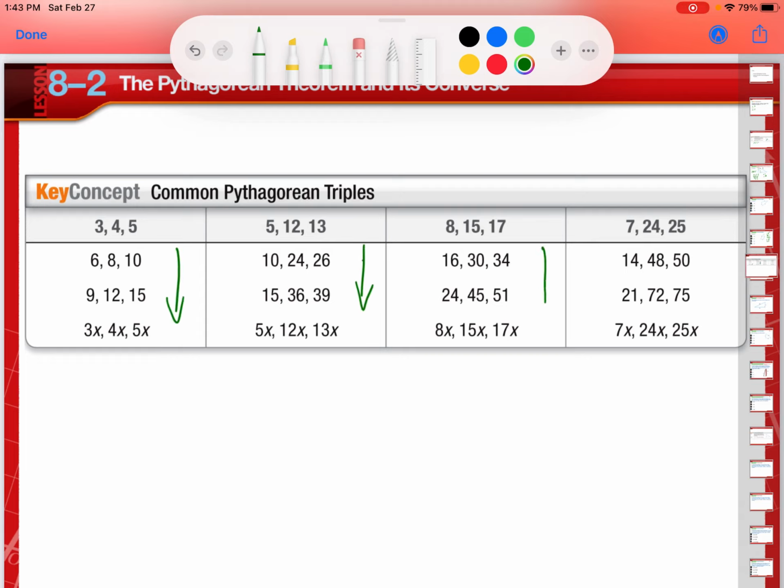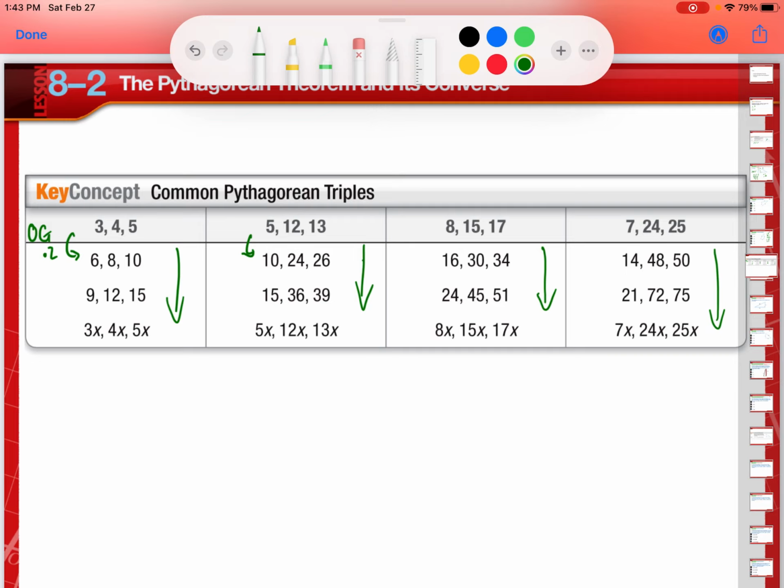Any of these other ones that fall below in each column are just found by multiplying by our originals, the OG Pythagorean triples. So if you look going down here, they just timesed everything by 2. 3 times 2 is 6, 4 times 2 is 8, 5 times 2 is 10. Likewise, in this next one, multiplied everything by 2, and they follow that pattern all the way down, multiplying by 2, then 3, and then they give you the algebraic example.